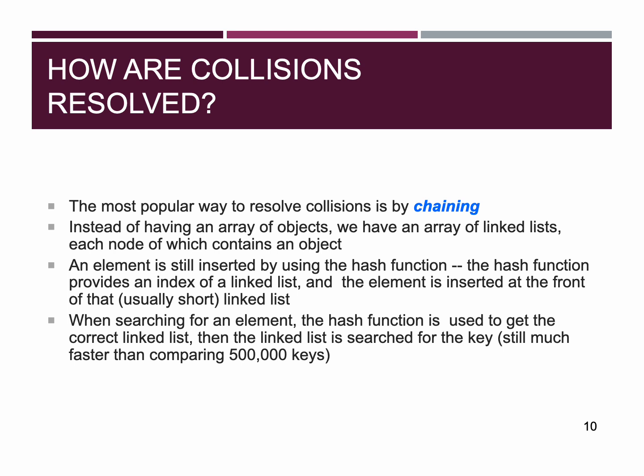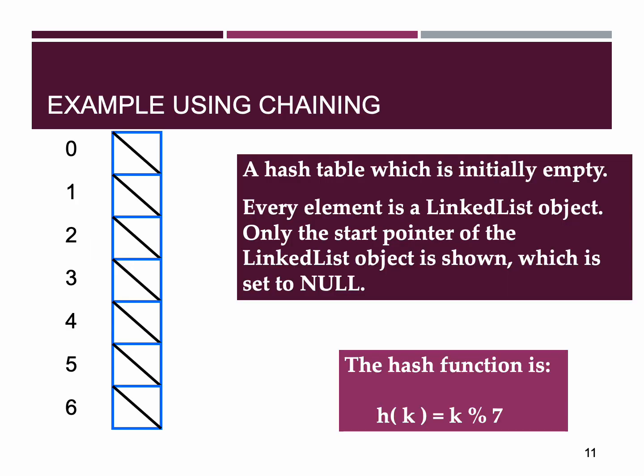So chaining is an effective way to handle collisions, allowing the hash table to maintain efficient performance even when multiple elements share the same index. Now we'll see an example here. Example using chaining.